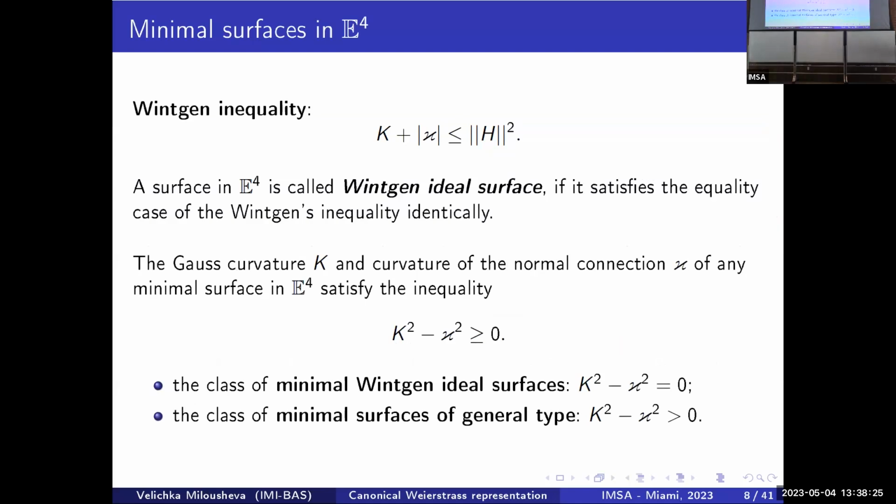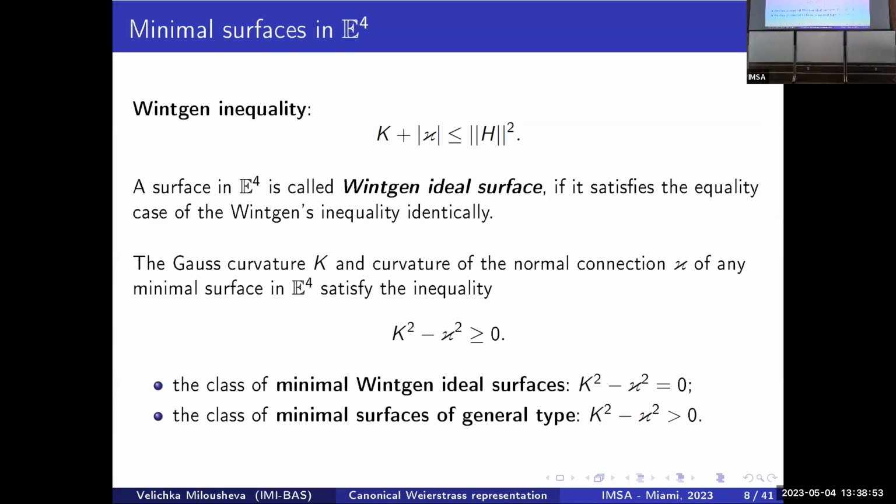Let me first mention some things about the minimal surfaces in the Euclidean 4-space. Actually, each surface in E4 satisfies the following Wintgen inequality. Here, K is the Gaussian curvature, kappa is the normal curvature, and H is the normal mean curvature vector.